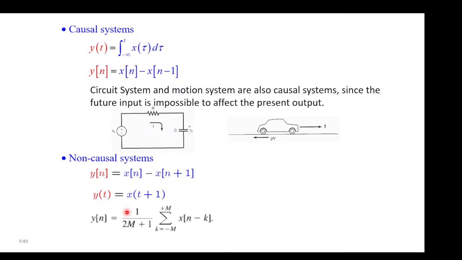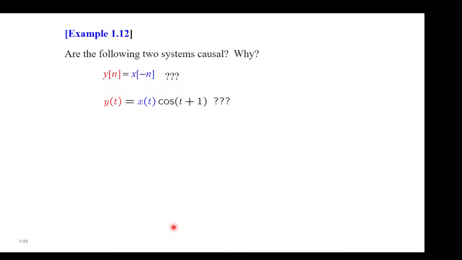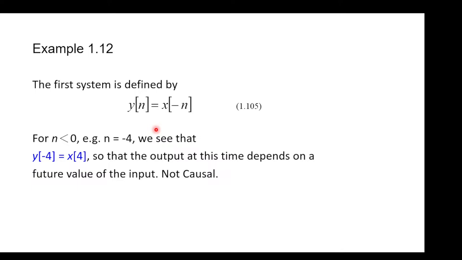Now we go to a part where we can have a pause here. These two systems, are they causal or not? The first system is y of n equals x of minus n. If you think it is causal, raise your hand. And if you think this system is not causal, raise your hand. Okay, good. And what about the second system? y of t equals x of t cosine of t plus 1. If you think it is causal, raise your hand. And if you think it is not causal, raise your hand. Okay, people are getting this correct.